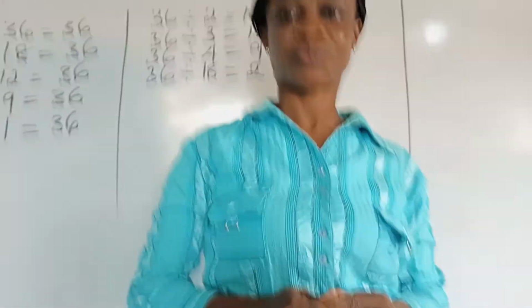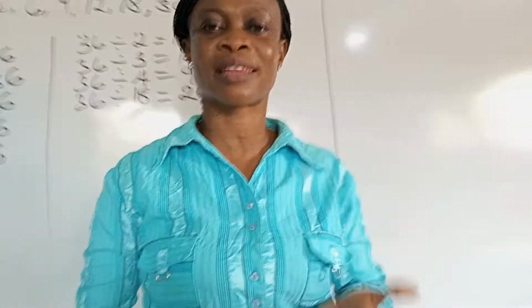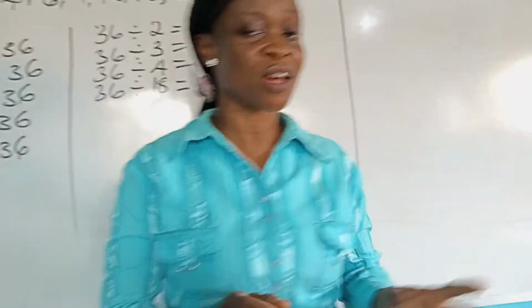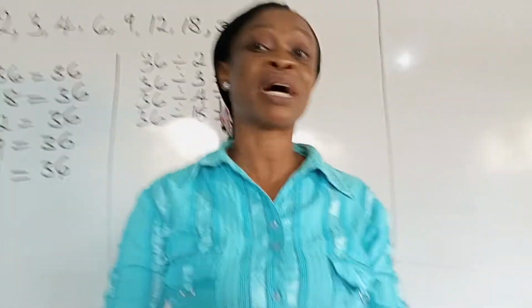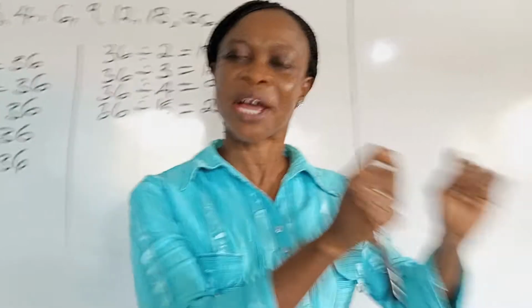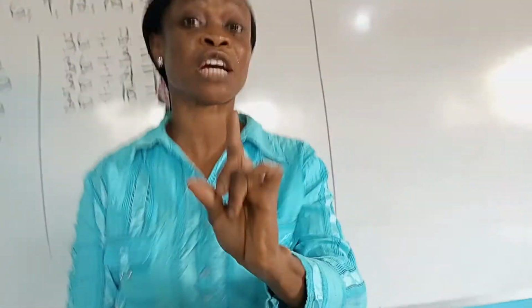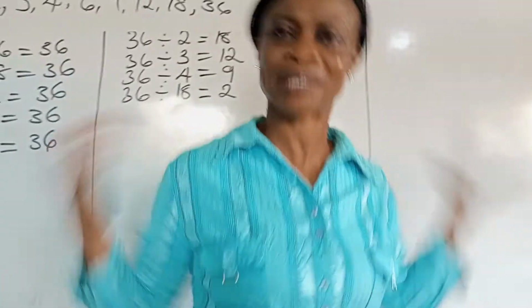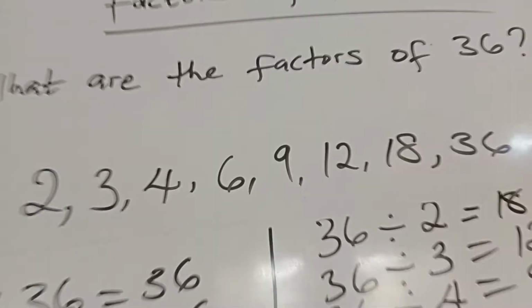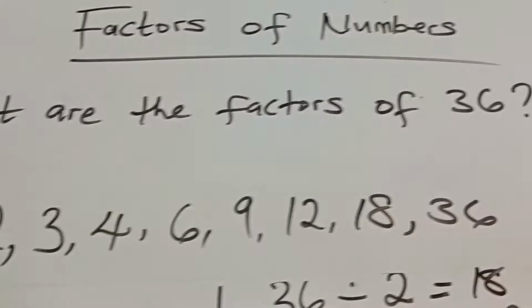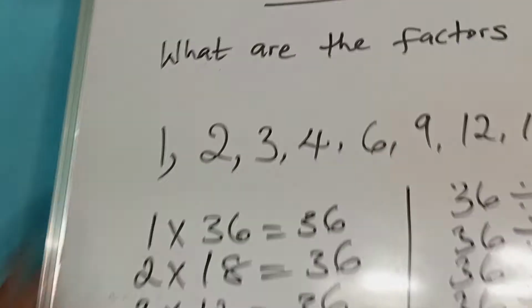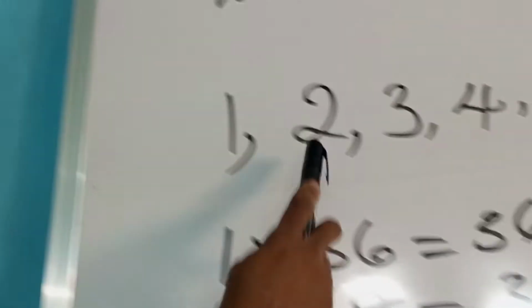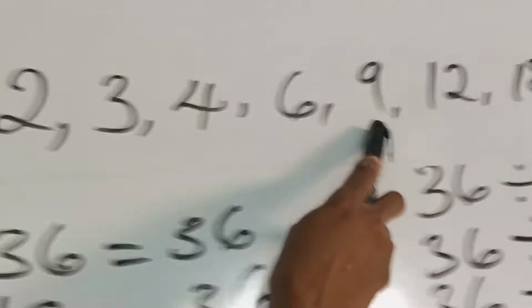Not only that, if I say that some numbers are factors of a particular number, it means by the time I divide that number in question with those factors, I shouldn't have any remainder. Now let's look at the board. The question here is this. What are the factors of 36? Now look at the numbers that I've written down on the board: 1, 2, 3, 4, 6, 9, 12, 18, and 36.